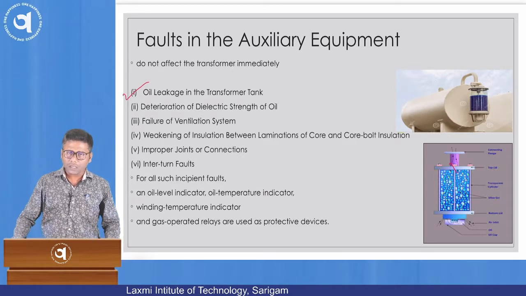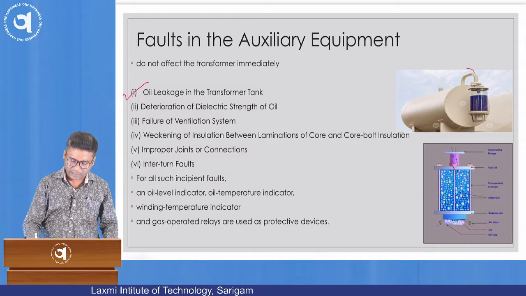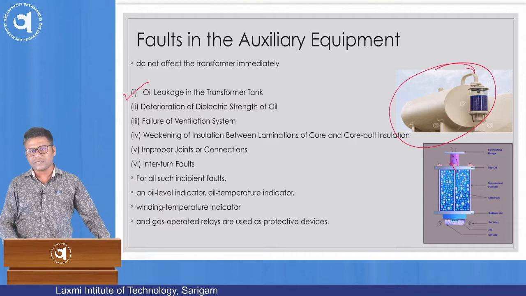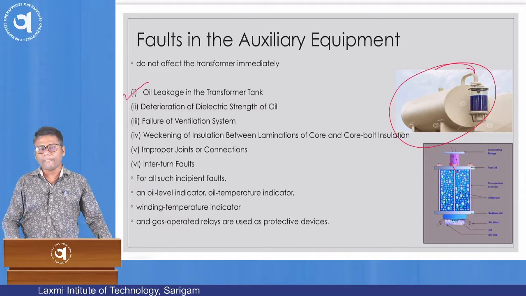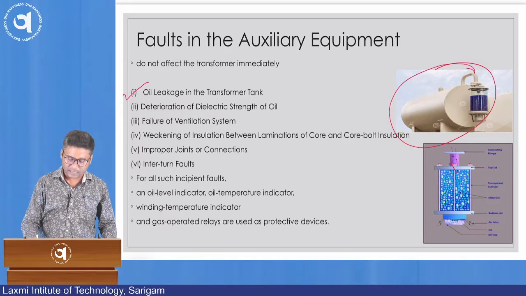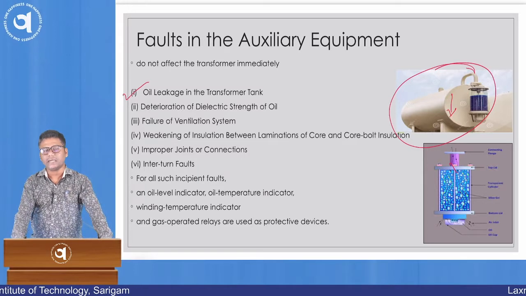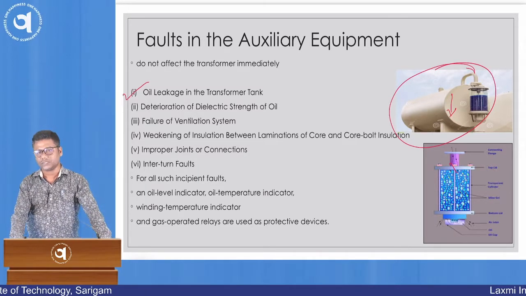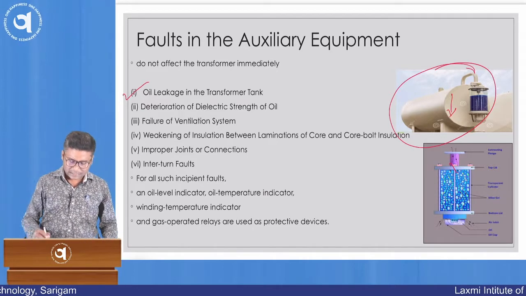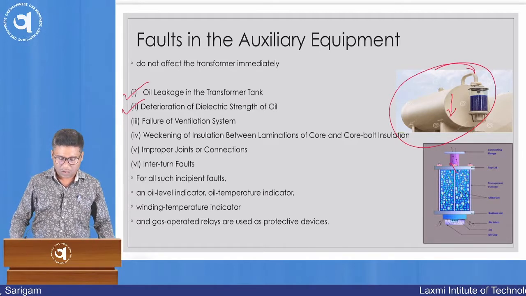So generally, when the oil level reduces in the conservator tank, you can see this conservator tank in this particular figure. The conservator tank is provided at the top of the transformer. When the oil leaks and the level of the oil reduces, there is an oil level indicator provided, and we can observe that oil level indicator and detect this situation by inspection. Okay. And then second is deterioration of the dielectric strength of the oil.